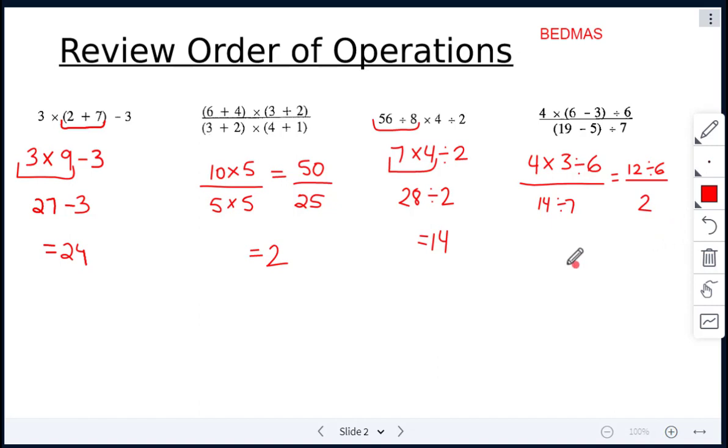I'm just going to move down here next. So 12 divided by 6, that gives me 2. And my denominator here is 2. So I have 2 over 2, which means it's 2 divided by 2, or you can reduce your fraction. But 2 divided by 2, that gives me my answer of 1.